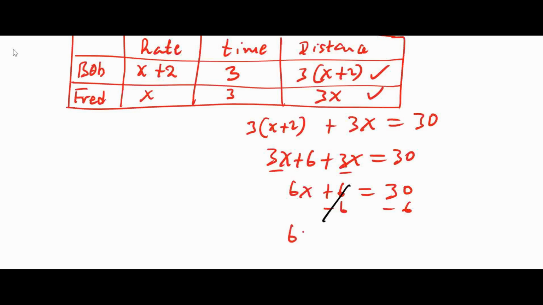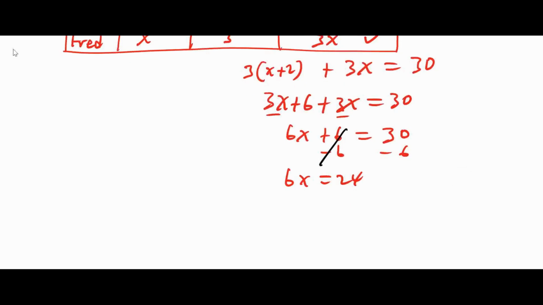And now we have 6x is equal to 24, because 30 minus 6 is 24. So we divide both sides by 6. And 6 will cancel 6 from here. Therefore, x is equal to 24 divided by 6, which is 4.